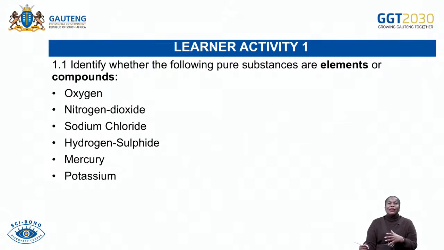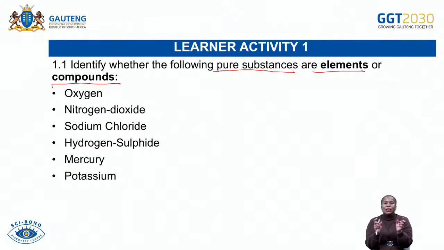It says to identify whether the following pure substances are elements or compounds, because even before we can name them, we should be able to distinguish between an element and a compound. What is going to give us a clue? Once we see more than one element, two or more chemically bonded to each other, then we know it can't be just an element but has to be a compound, because a compound has two or more elements chemically bonded to one another.